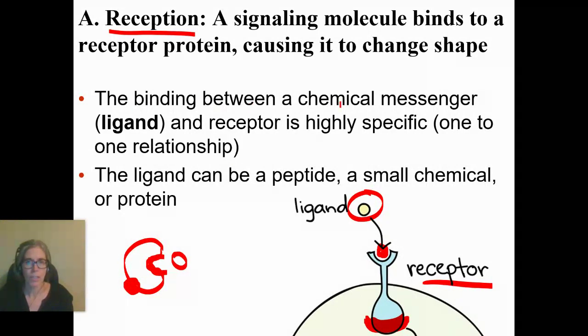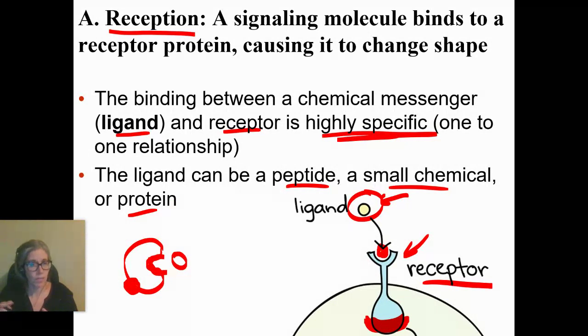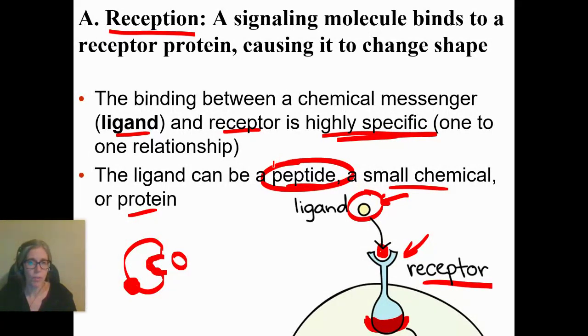The binding between the chemical messenger, the ligand, and the receptor is highly specific. It's a one-to-one relationship. So if this is insulin, this receptor is for only insulin. The ligand can be a peptide, some other small chemical, or a protein. So remember, a protein is made out of amino acids bonded together and then folded into a 3-dimensional structure. A peptide is like that, but it's smaller, so it might be 3 or 4 or 5 or maybe even 10 amino acids, but it's not a big protein.